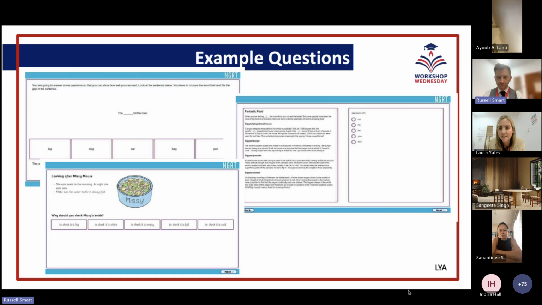And then later on in the test, the students are tested on their comprehension. So they're asked to read a paragraph and they're asked lots of questions. It could be inference questions, retrieval questions, but it's basically to assess their understanding of what they have read.